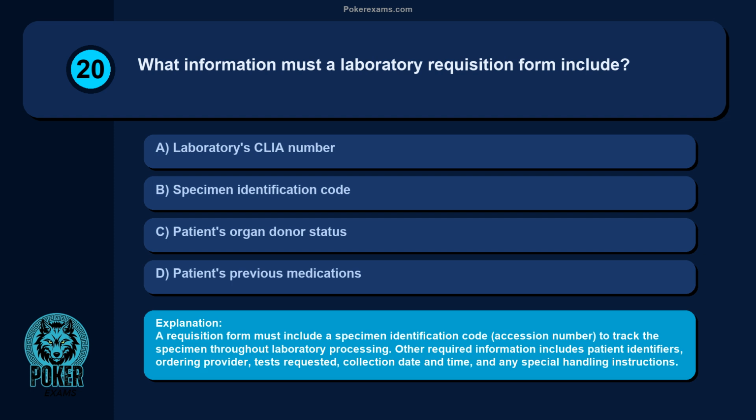A requisition form must include a specimen identification code, accession number, to track the specimen throughout laboratory processing. Other required information includes patient identifiers, ordering provider, tests requested, collection date and time, and any special handling instructions.